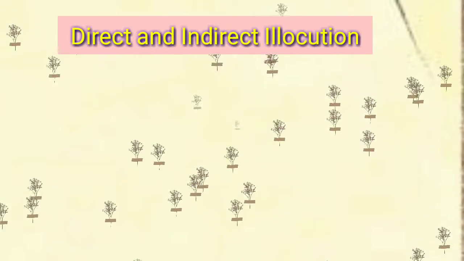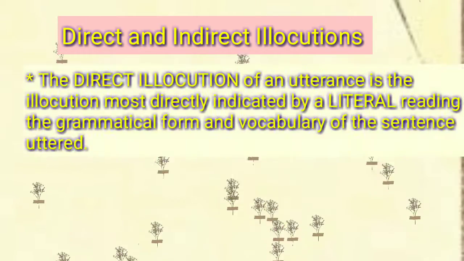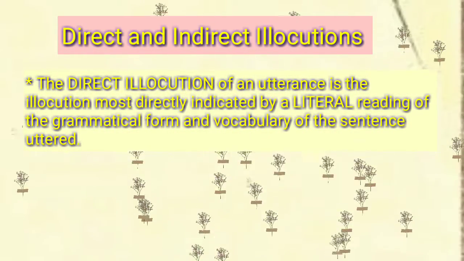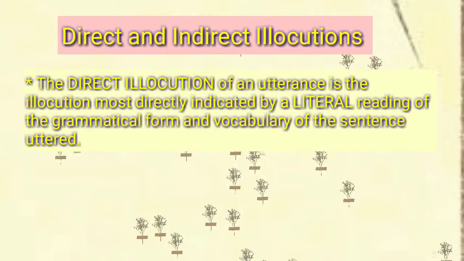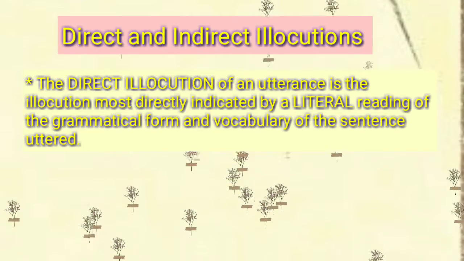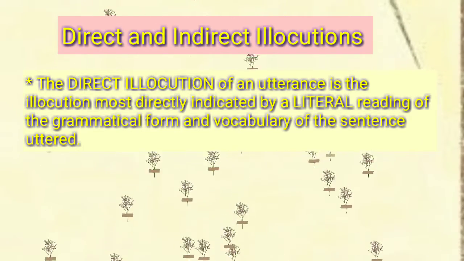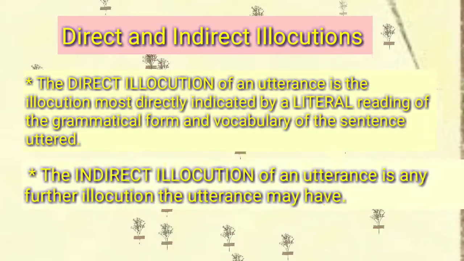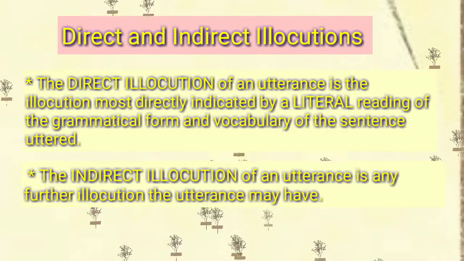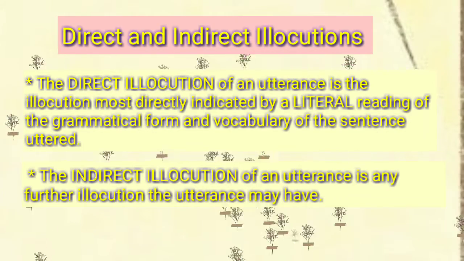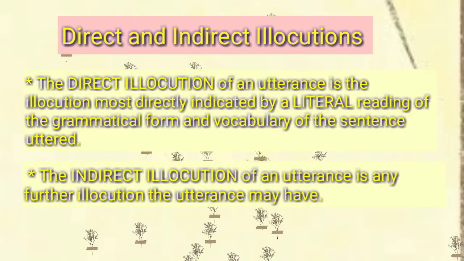Direct and indirect illocutions. The direct illocution of an utterance is the illocution most directly indicated by a literal reading of the grammatical form and vocabulary of the sentence uttered, while the indirect illocution of an utterance is any further illocution the utterance may have.